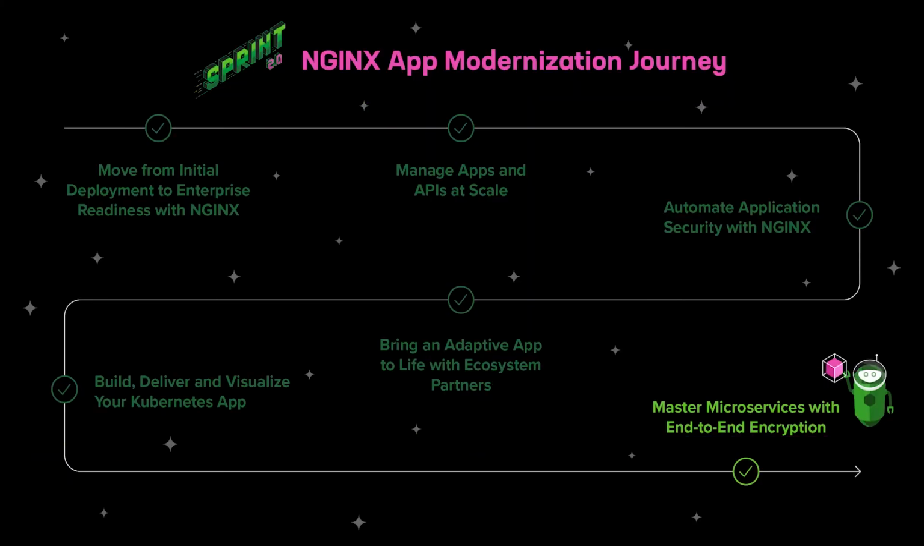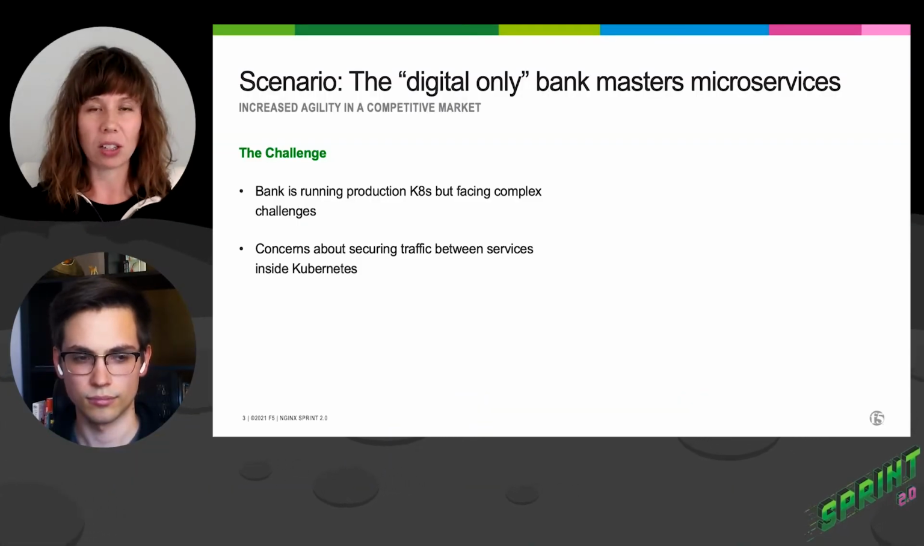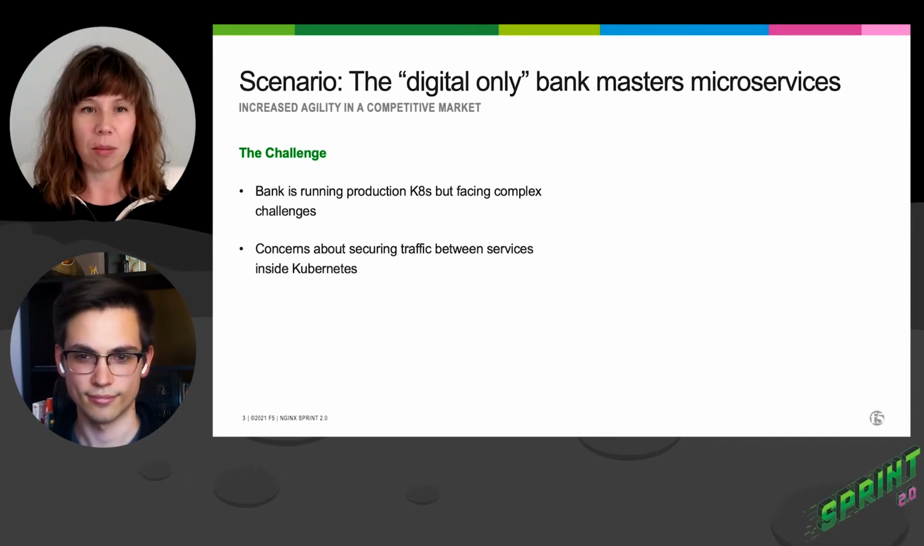If you've been following along with the NGINX app modernization journey throughout the demo day, at this stage, you're running Kubernetes in production, and your app is complex enough to get value from a service mesh for securing traffic at every point in your architecture. In our scenario, our digital-only bank has gotten to the point where they're ready to master microservices. They have a big, complex production Kubernetes environment running, but they're also, of course, facing challenges.